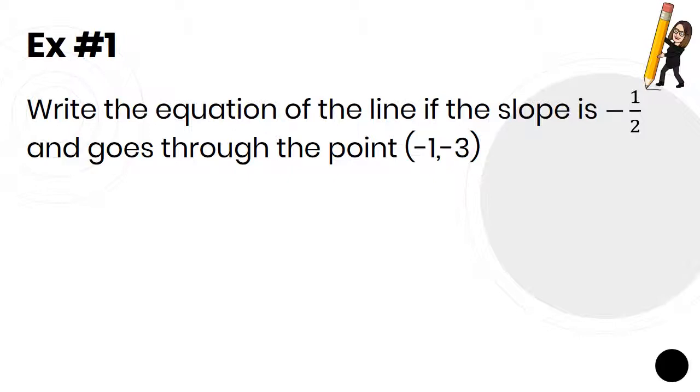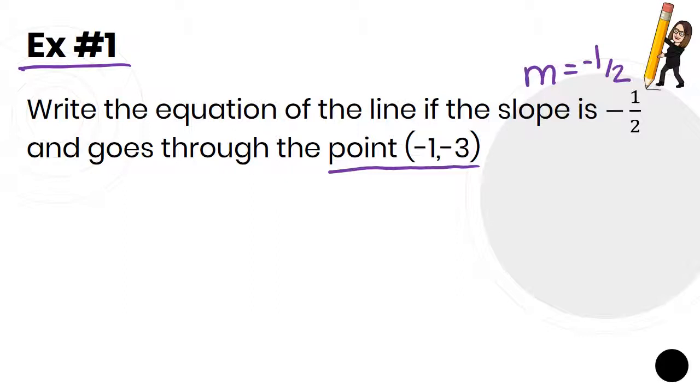So the foldable is not very big, so these examples we want to add to our notebook. So take a second. For this example, you just need to write EX1. You just need to write that m equals -1/2, and you need to write point -1, -3. Please pause the video until you have those two pieces of information written down.